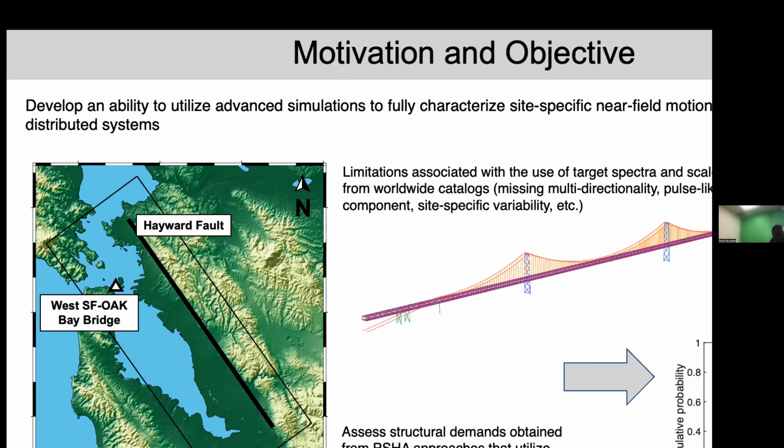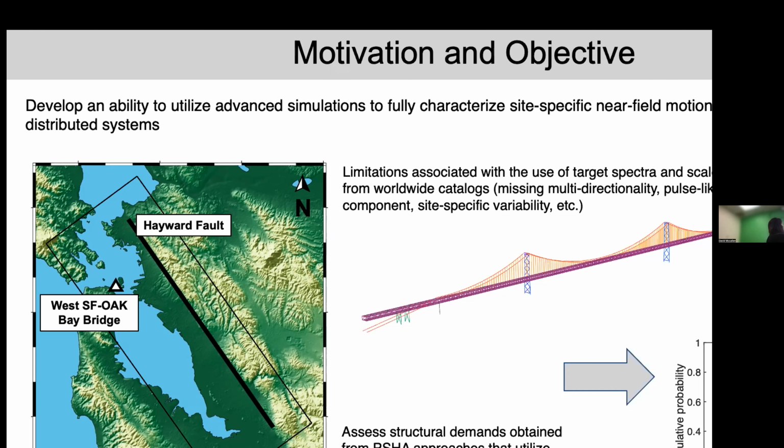And as a whole, this is motivated by the awareness that we know there are limitations associated with the use of target spectra when we want to evaluate the risk posed, especially to distributed systems. We know that when we use target spectra, there are important features of the ground motions we miss, including the multidirectionality of the motions, the path-like component, or the site-specific variability. And so with this study, we really want to take a closer look at these characteristics of the ground motions and understand to what extent this can influence the evaluation of the structural risk.